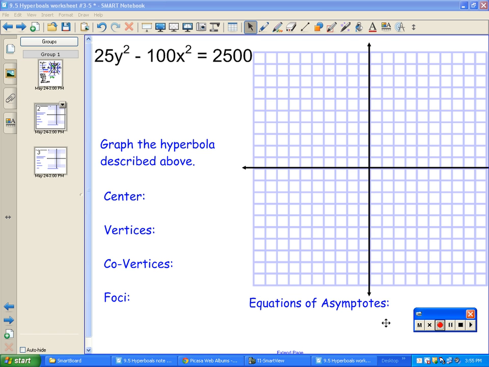Okay, number 4 says 25y squared minus 100x squared equals 2500. Graph the hyperbola described above. So it doesn't really look like a hyperbola equation right now, but the reason why is it's not equal to 1. So there's a pretty quick, easy way to do that. We're just going to divide everything by 2500.